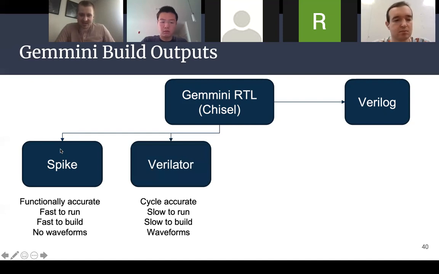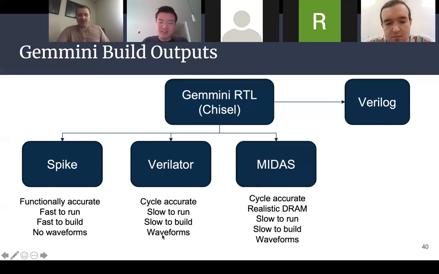You can build a cycle accurate simulator, either using Verilator or VCS. In this tutorial, we use Verilator because we can't buy licenses for all of you. It's much slower to run, much slower to build, but you get waveforms out of it, so it's more useful. One downside with the default Verilator and VCS builds is that the DRAM models kind of suck.